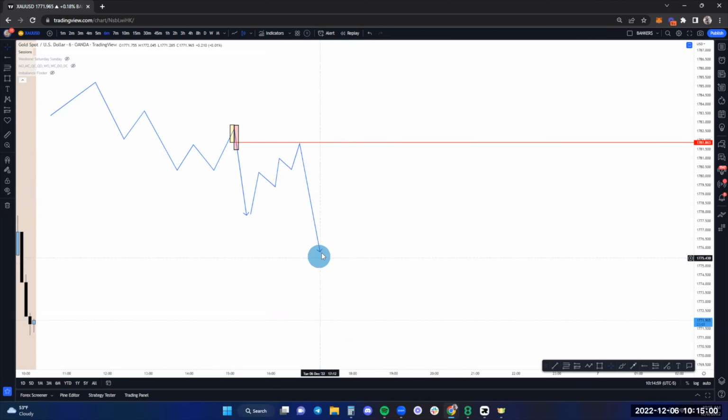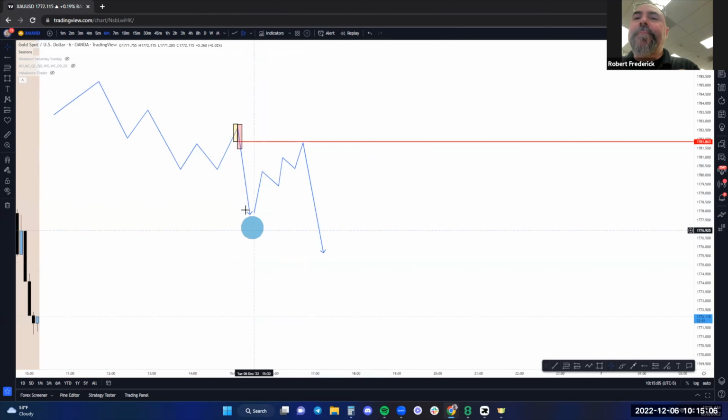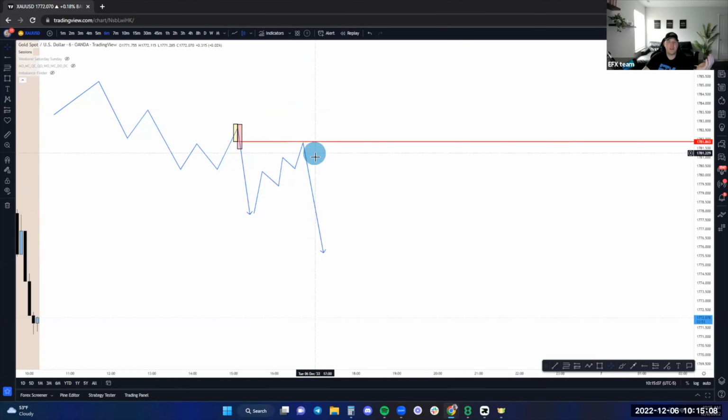It closes. Structure. You need structure, right? It closes below this point, right? I think everybody's saying the same thing. It makes a lower low and it closes below this low. But how do we confirm that? Like, how do you actually do it?